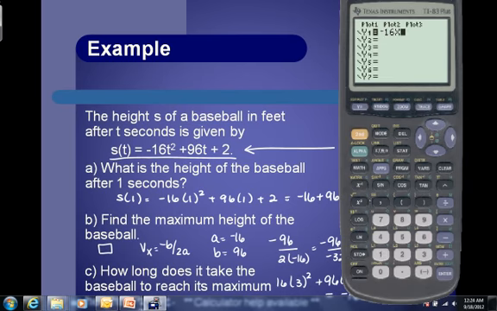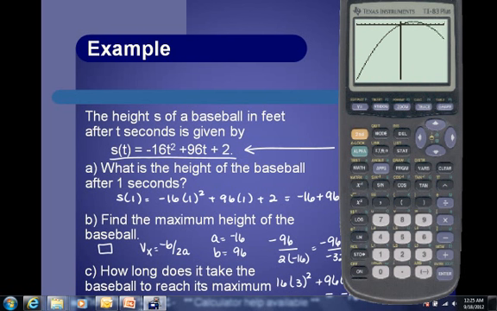Negative 16x squared plus 96x plus 2. I'm going to go back to Zoom 6 just to square us up. Doesn't look like a parabola. We know it's a parabola because it's a t squared. So let's go into window. Let's change our window. This time I'm just going to go to Zoom 0, which is a zoom fit, and see what it gives us.